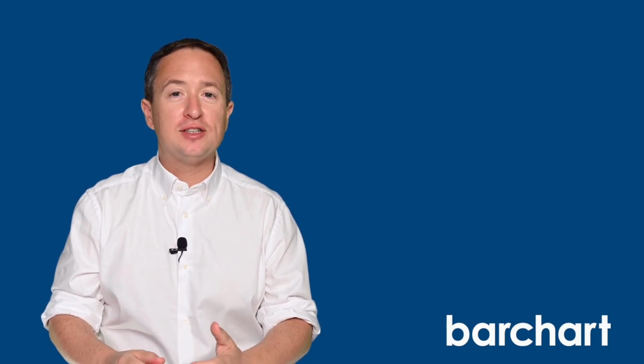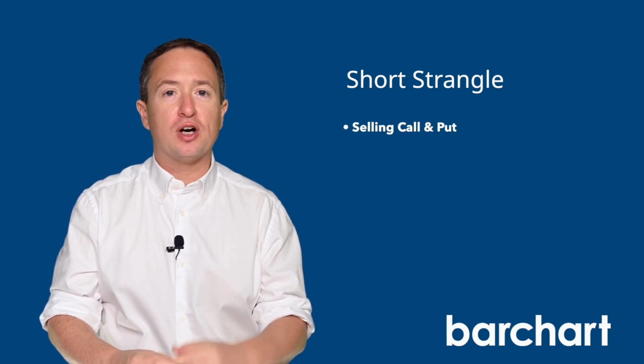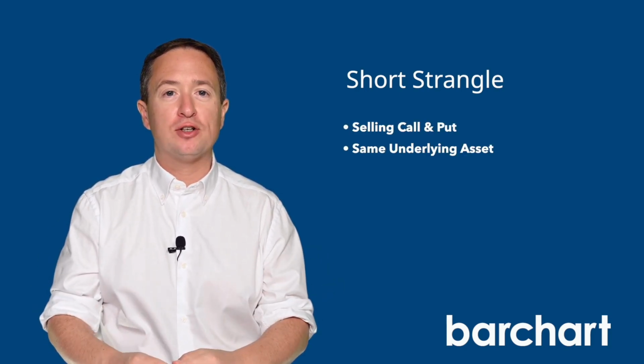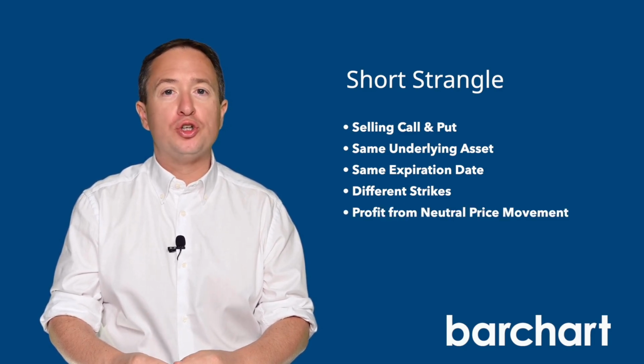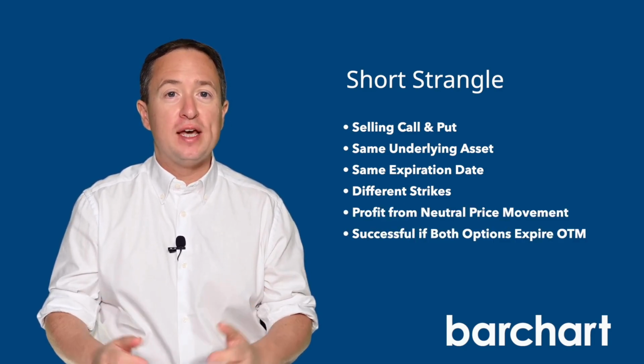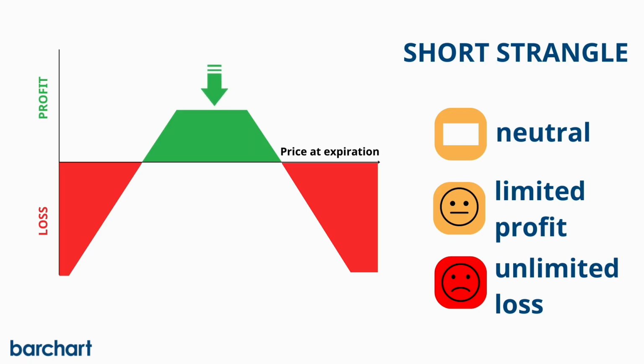Today, I'm excited to talk to you about short strangles and how to use Barchart to get the most out of the strategy. A short strangle is a neutral option strategy that involves selling both a call and a put on the same underlying asset with the same expiration date, but at different strike prices. The strategy profits from sideways or neutral price movement and is successful when both options expire out of the money. The premium received is the maximum profit, and losses occur if and when the underlying asset's trading price moves beyond the strike prices in either direction.